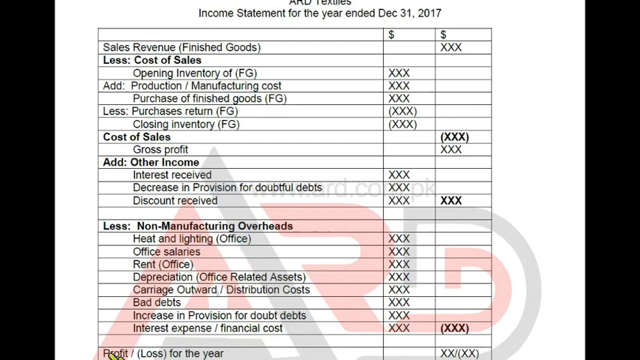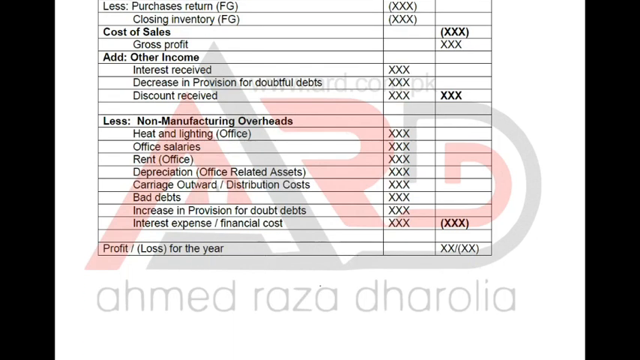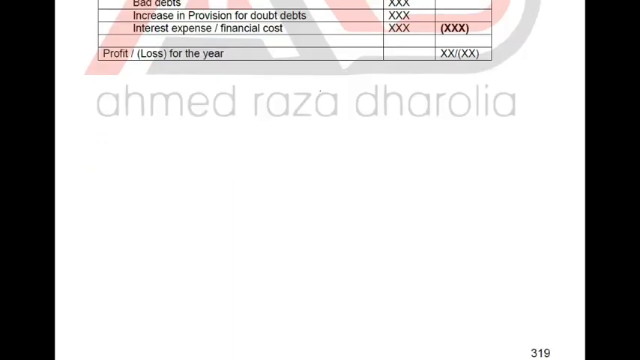The final figure will be profit for the year or loss for the year. If the final answer is positive, obviously it is a profit for the year, or if it is negative, this is a loss for the year. I hope you are getting the manufacturing account pretty well.